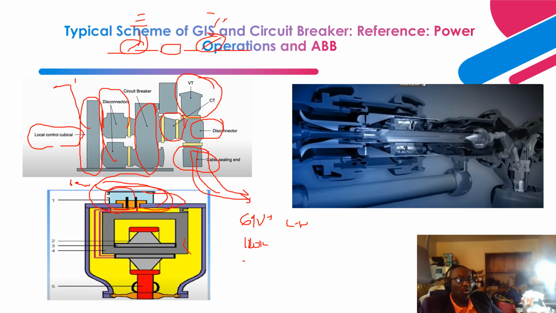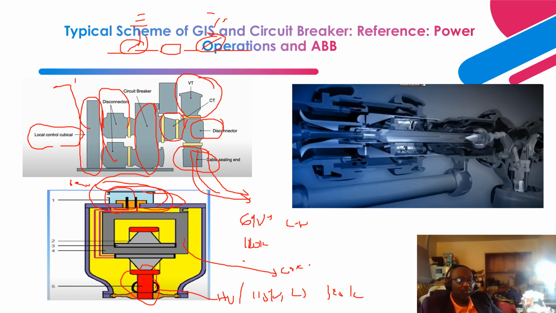Next is the core. This is a typical core for the VTs. Like every instrument transformer, CT and VT, they all have a core. This one is the high voltage section, where the high voltage side comes in, if you have a 115 kV, 230 kV, or 345 kV bus. It comes in here.